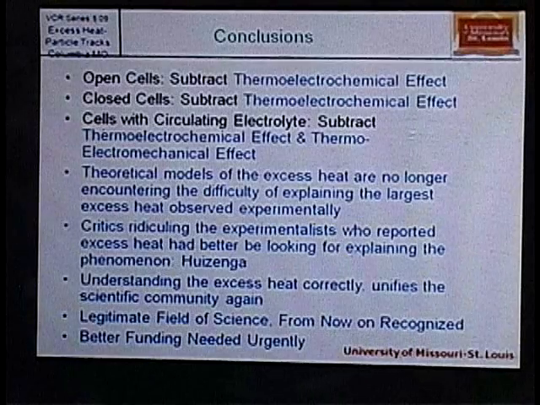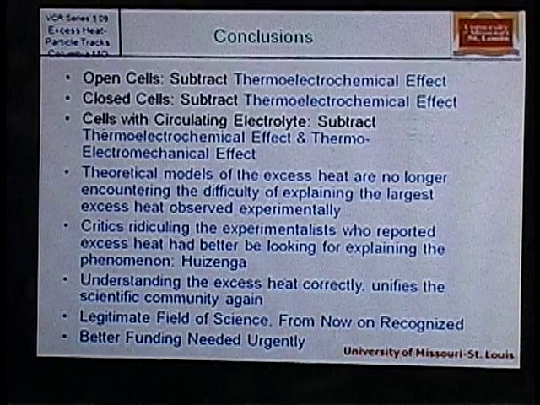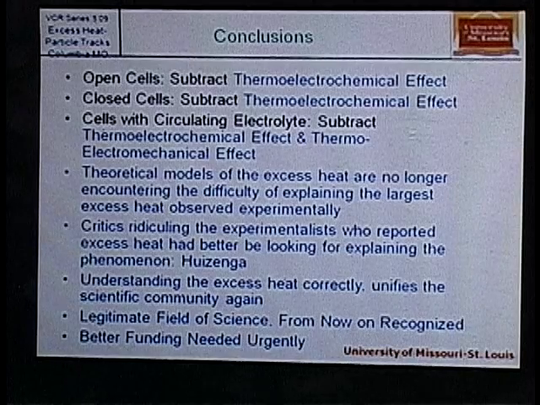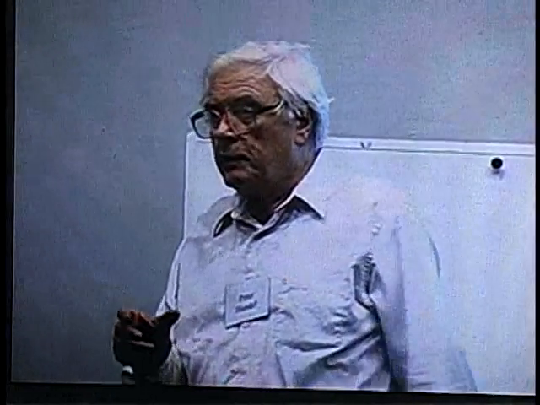Understanding the excess heat correctly unifies the scientific community again. It is not an argument for reducing funding, but it is an argument for strongly increasing funding. It is as if starting to work now with optical tweezers rather than with simply a pair of mechanical tweezers on molecules, you know. Okay, I thank you for your attention, and please come up with questions.